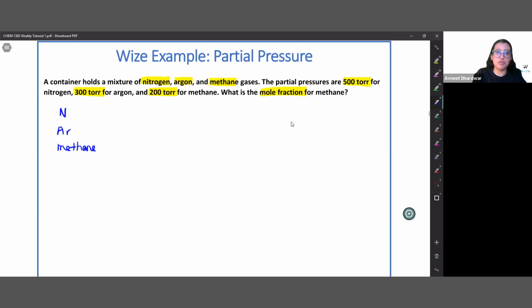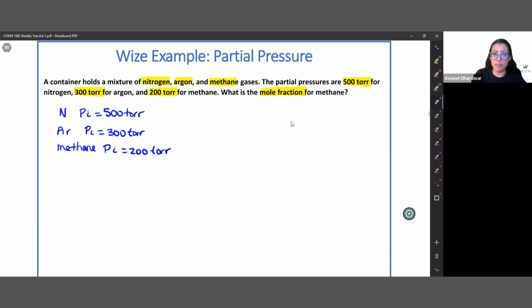The partial pressures are 500 torr, so we know the partial pressure, which you'll usually see like a little i to represent partial pressure, is 500 torr. The partial pressure for argon is 300 torr. And the partial pressure for methane is 200 torr. What is the mole fraction for methane?